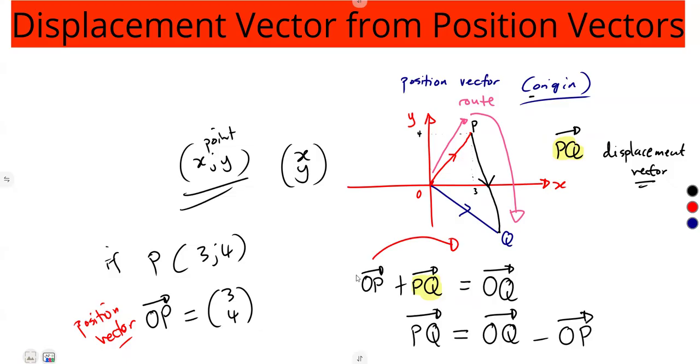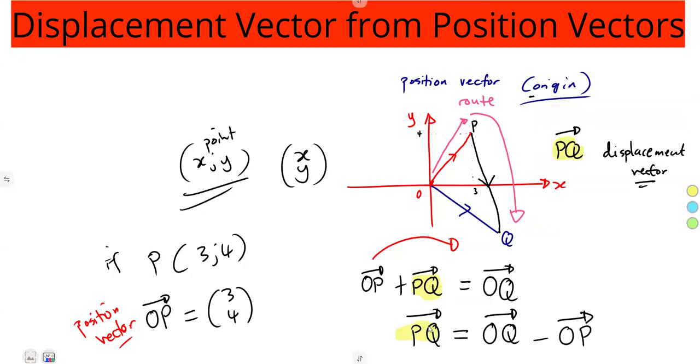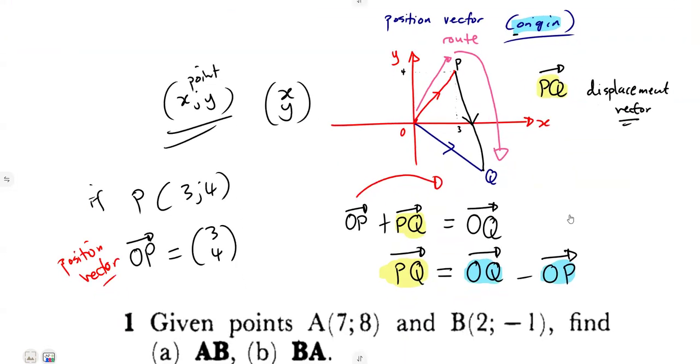So this becomes the formula now of determining the displacement vector from position vectors. OQ is a position vector. OP, again, is a position vector. They are taken from the origin. So this becomes a formula.